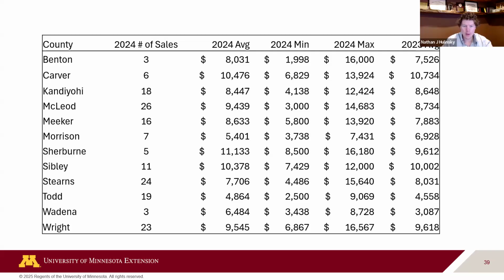And if you go to the website, you can break down per township. Not every township has farmland sales every year, but it'll break down what Clearwater Township in Wright County had for a year.